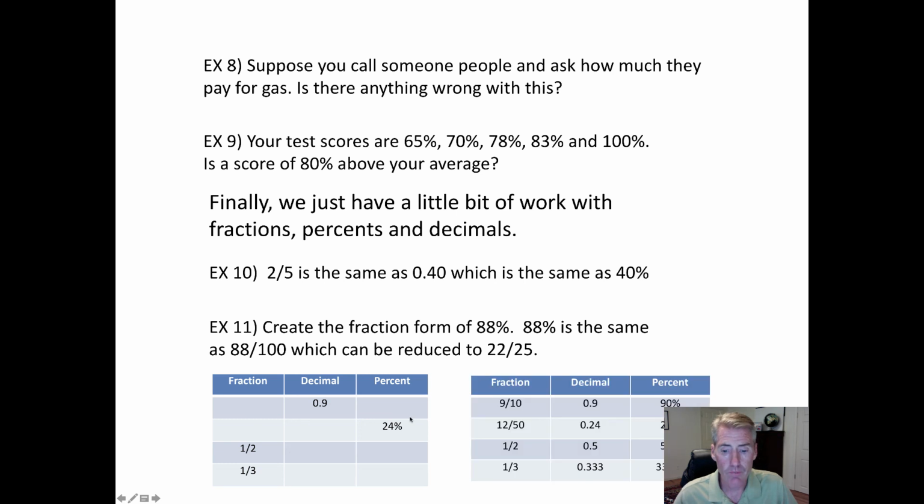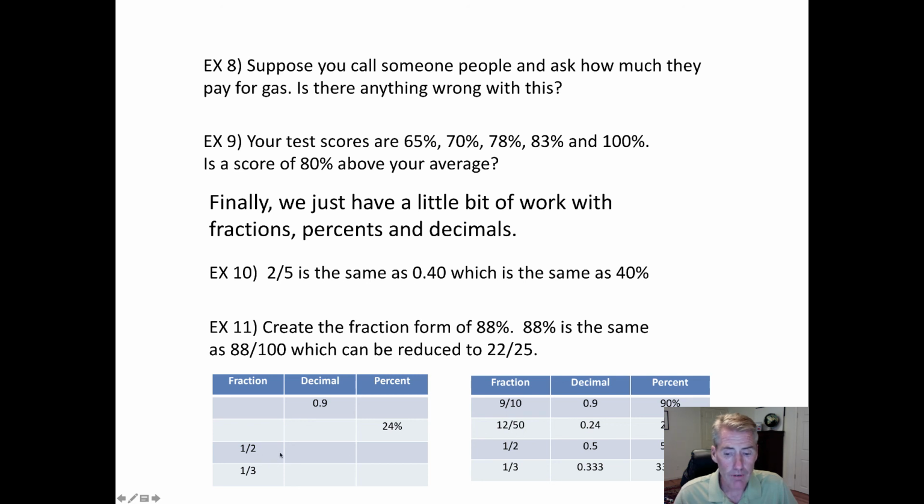Let me just show you. So 24% would be 0.24. And when you put 0.24 as a fraction, it's 24 over 100, but then that could be reduced. Uh-oh, it looks like I didn't reduce this one all the way. This one should be reduced because you can divide by 2, it's 6 over 25. That one should say 6 over 25, my bad.